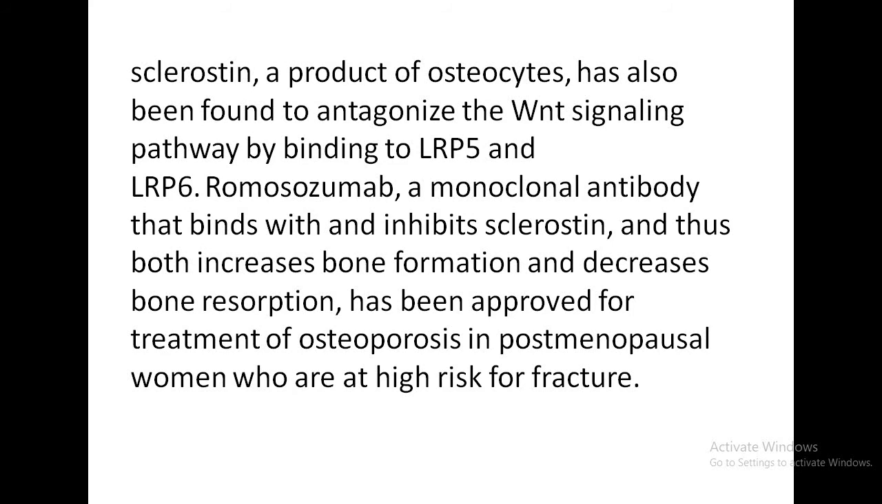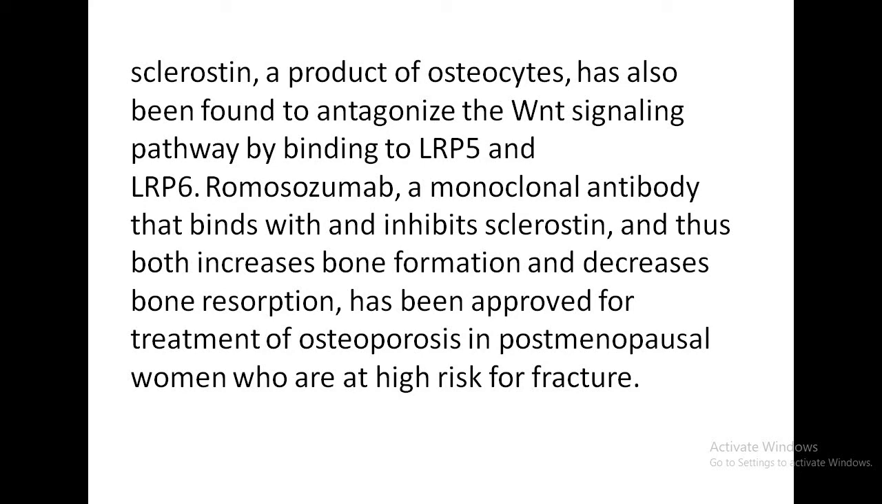Sclerostin, a product of osteocytes, has also been found to antagonize the WNT signaling pathway by binding to LRP5 and LRP6. So it's produced by the osteocytes.